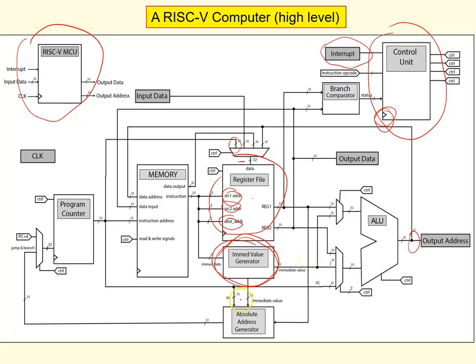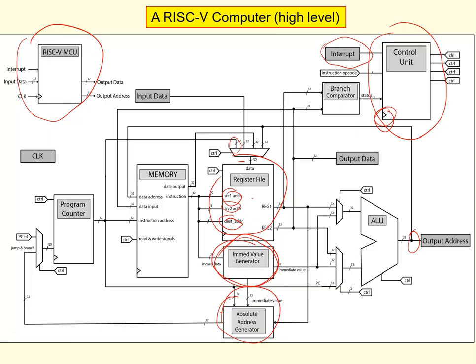which 32 bits are going to be used by other modules. The next thing we have here is the absolute address generator. What it does is convert relative addresses, which are part of the branch and jump instructions, to absolute addresses. The memory only understands absolute addresses, and so I need to convert them into absolute addresses.